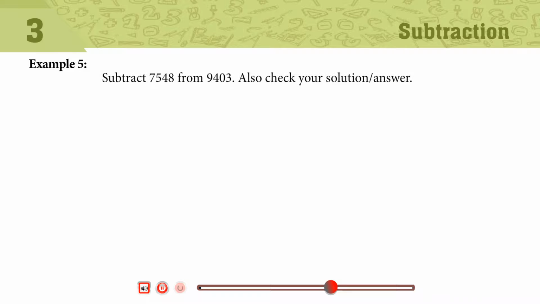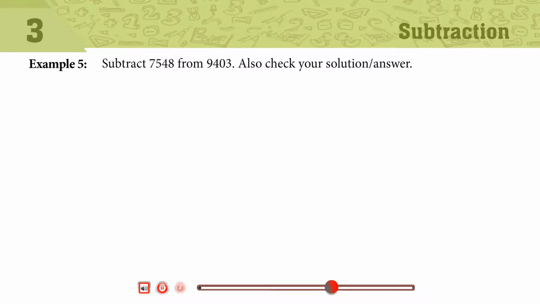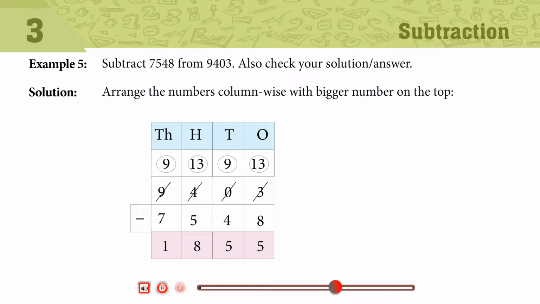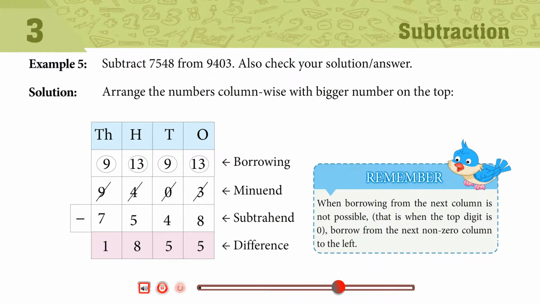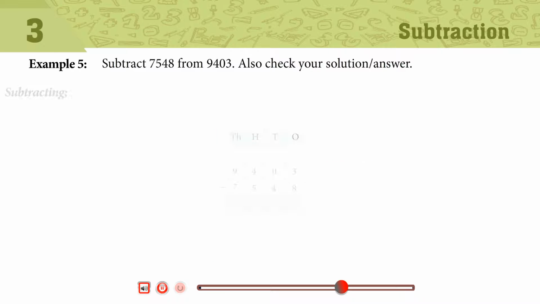Example 5. Subtract 7,548 from 9,403. Also check your solution or answer. Solution. Arrange the numbers column-wise with bigger number on the top. Borrowing, minuend, subtrahend, difference. Remember, when borrowing from the next column is not possible, that is when the top digit is 0, borrow from the next non-zero column to the left.